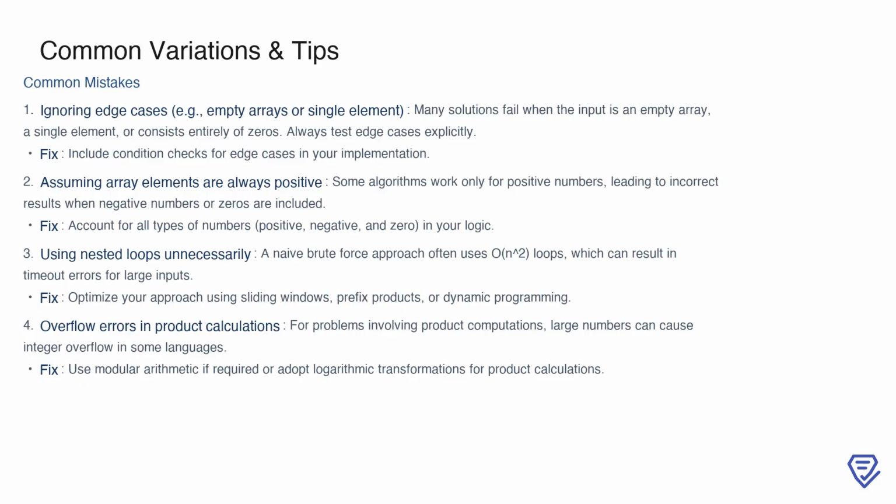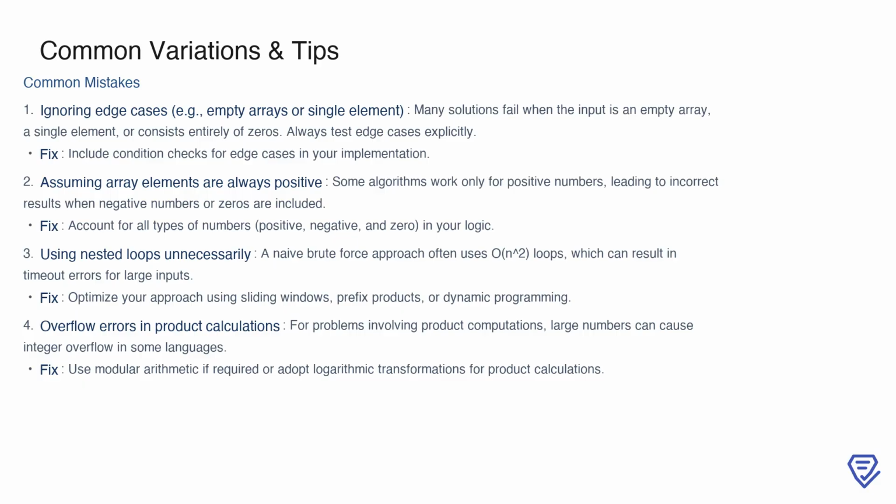First, ignoring edge cases is a frequent mistake. For example, what happens if the input array is empty, has only one element, or is filled entirely with zeros? Failing to handle these scenarios can lead to unexpected failures. The solution here is to explicitly account for these edge cases in your implementation. Another issue arises when you assume that array elements are always positive. If your logic doesn't handle negative numbers or zeros properly, your results might be incorrect. Make sure your approach accounts for all possible values.